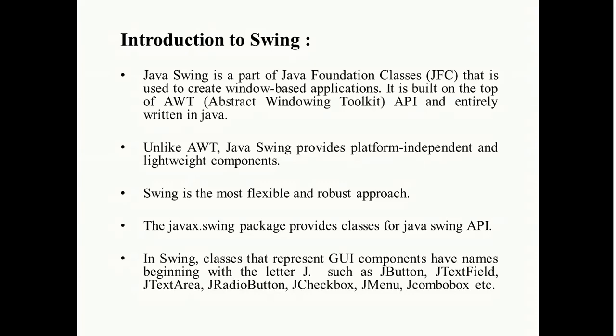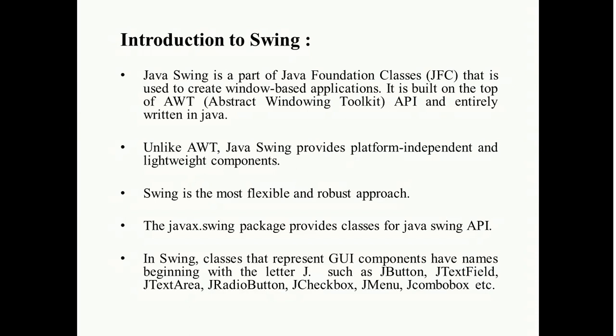Means Swing is a part of Java Foundation Classes that is used to create a window-based application, and it is entirely written in Java. Unlike AWT, Java Swing provides platform independent and lightweight components. Means Swing is platform independent and lightweight, but AWT is platform dependent and a heavy component. Swing is a most flexible and robust approach.